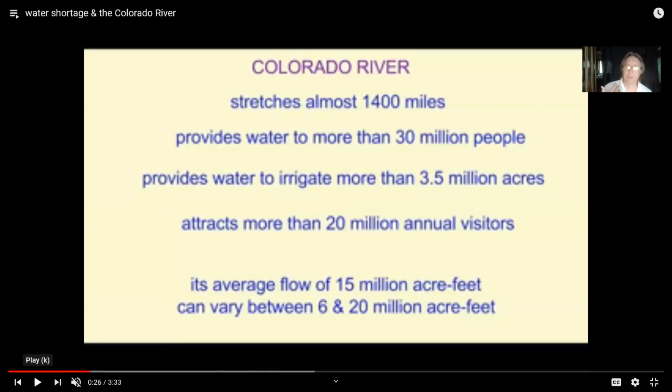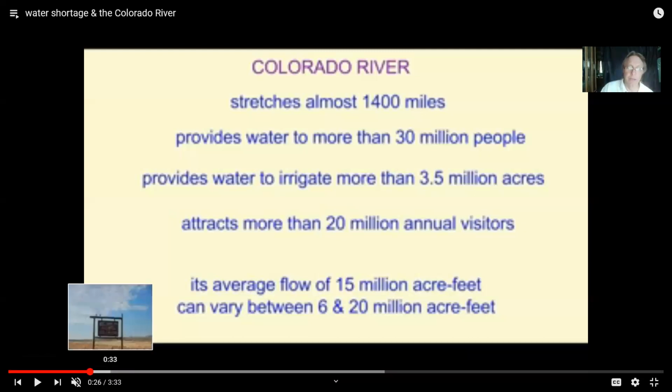So the Colorado River is this wonderful river which is providing water for more than 30 million people. It irrigates cropland, millions of acres. It attracts visitors for outdoor education, whether it be hiking or tubing and rafting, etc. Now, like many things, it is variable. That water cycle varies, and its average flow is 15 million acre feet, but this can vary considerably.